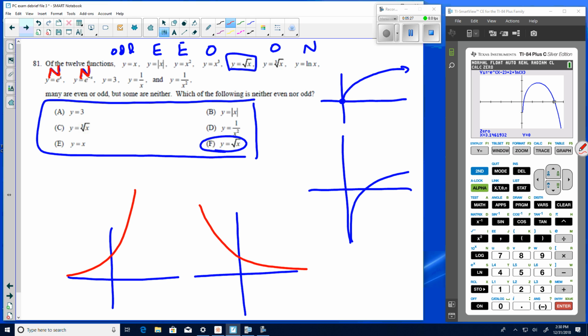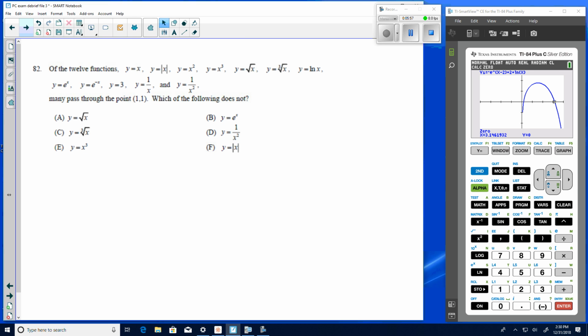Y equals 3, that's an even function, right? 1, 2, 3, looks like that. Y equals 1 over x, that's odd, and 1 over x squared, that's even, right? So yes, know all of these functions. We're going to be adding, remember, other functions as we get into the second semester, the sine wave, the cosine wave, tangent graph. So make sure you know the ones you're supposed to know right now before we add additional ones. Okay, 82. Of these 12 functions, many pass through the point 1, 1, which the following does not.